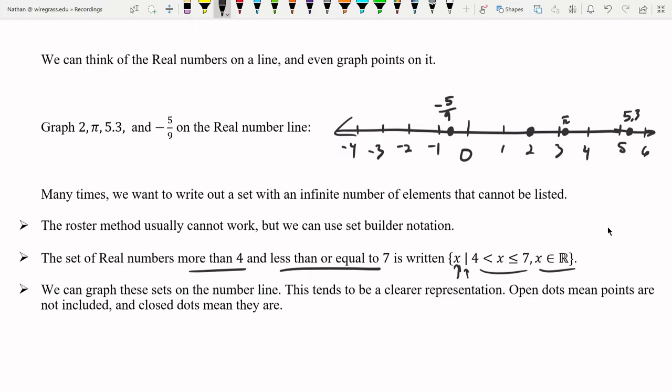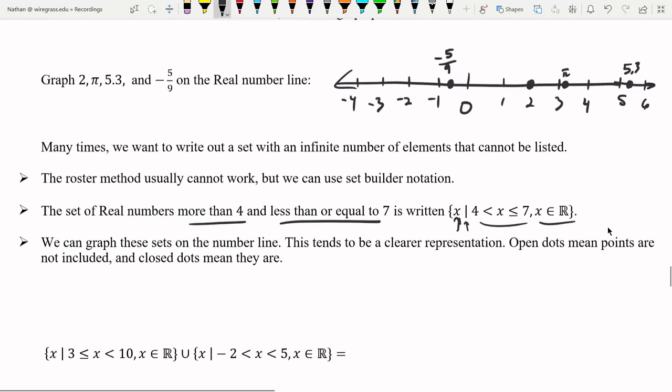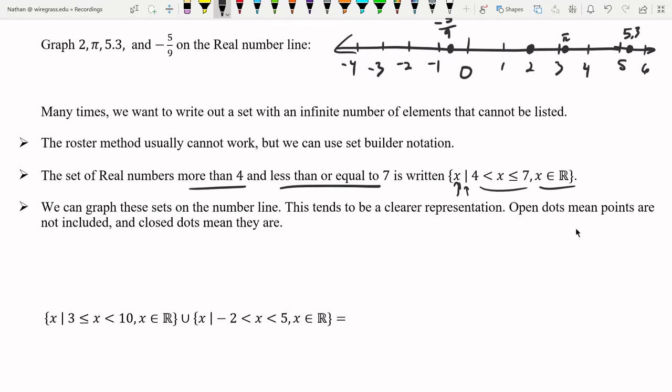Now, we can graph this set on the real number line. And the reason we want to do this is because it's just a bit faster to see what we're talking about. There's a nice visual representation of this set on the real number line, so let's use it. Open dots here are going to be not included, so open dots refer to less than or greater than. Closed dots will refer to less than or equal to, or greater than or equal to.